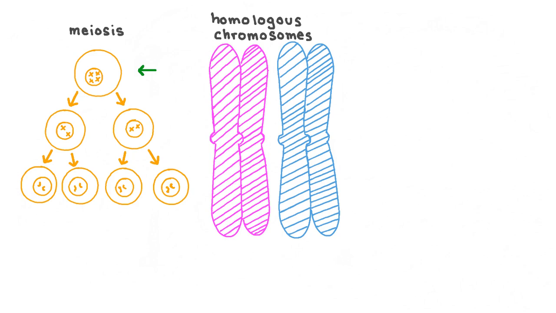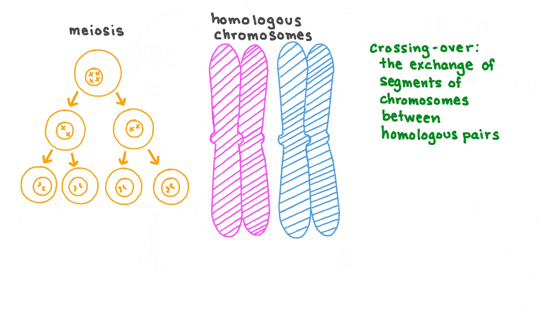At this stage, an interesting process takes place, which is called crossing over. Crossing over is an exchange of portions of a chromosome within a homologous pair. Let's look at an example of how this would happen in one pair of homologous chromosomes that have been duplicated.